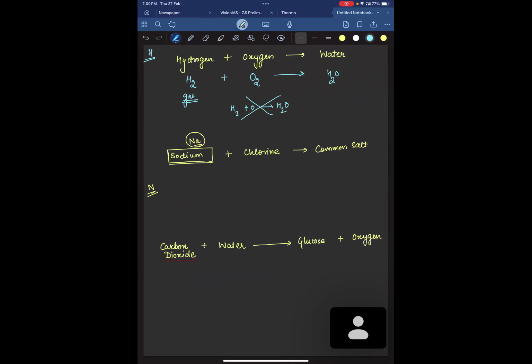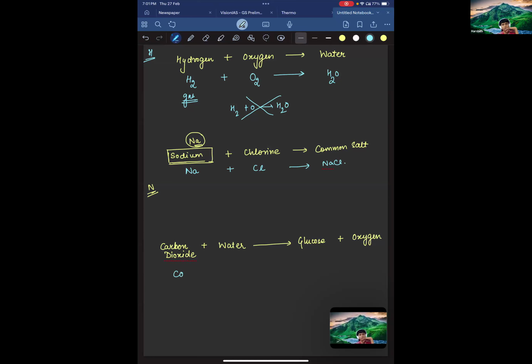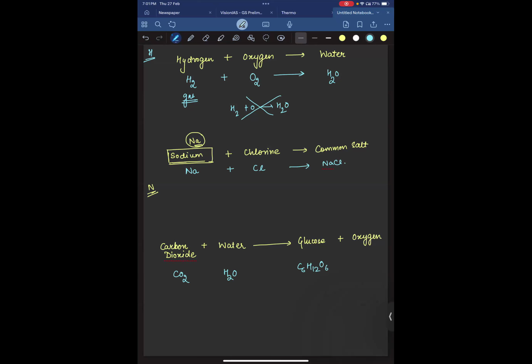So what is the symbol for sodium? It's Na. What is the symbol for chlorine? Ma'am, Cl. Ma'am, NaCl. Yes, NaCl. For carbon dioxide, what is the formula? Ma'am, CO2. CO2 plus H2O. Yes, very good. Plus the formula for glucose, C6H12O6, and then O2, oxygen. So we have learned to write a word equation.